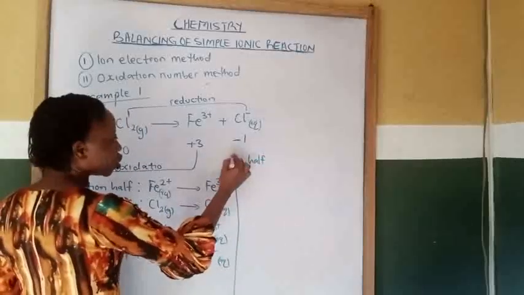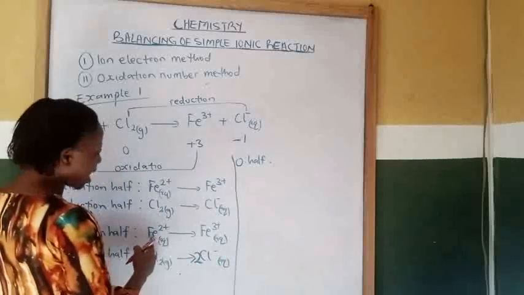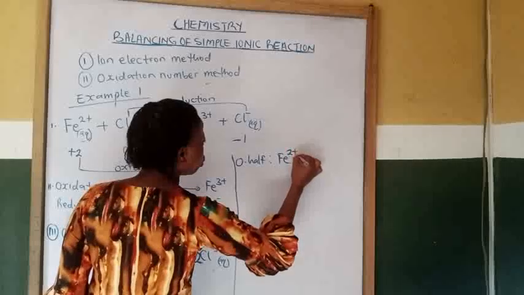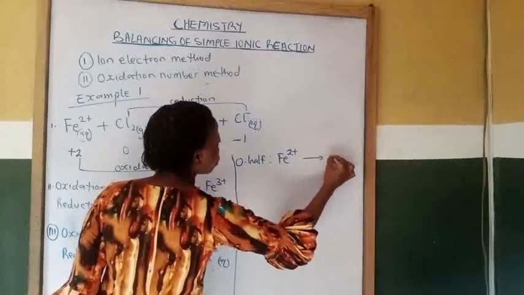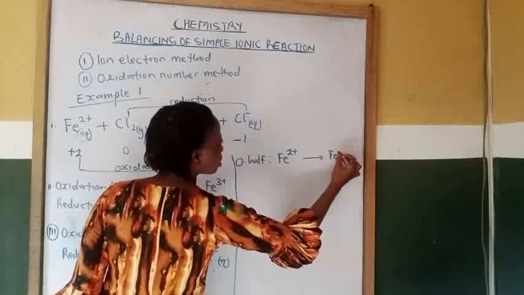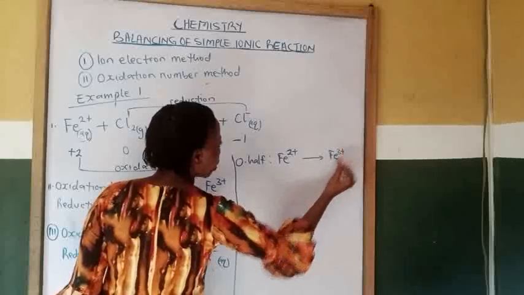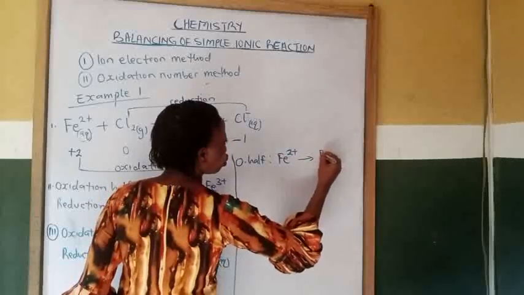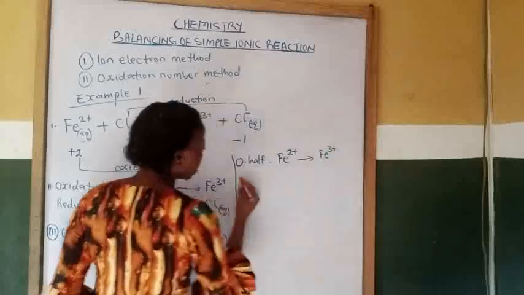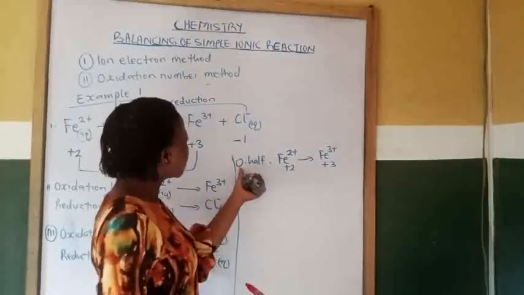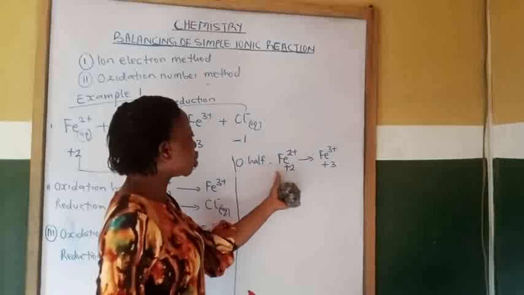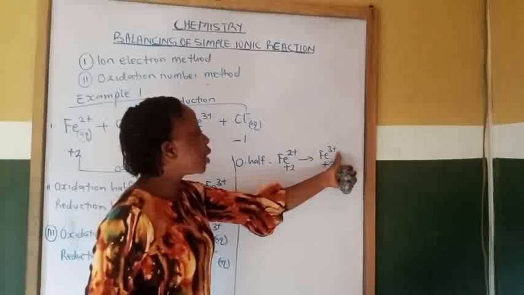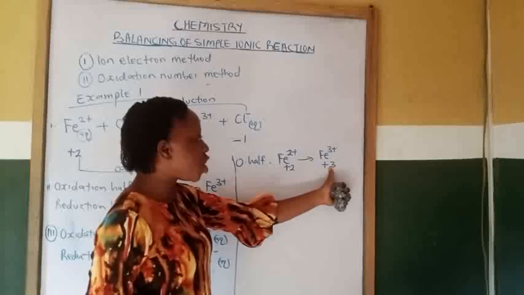This is the oxidation half. At the oxidation half, we have Fe2+ equal to Fe3+. To balance this oxidation half, the number of electrons at the reactant side is plus 2, and the number of electrons at the product side is plus 3.